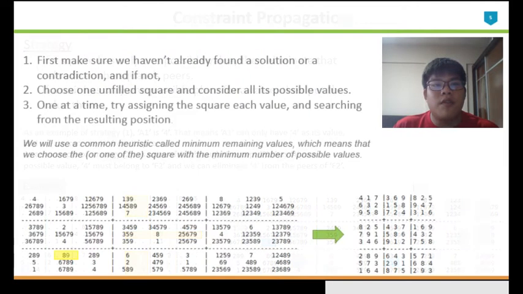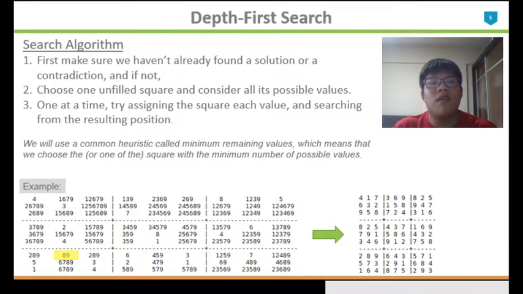So the depth first search algorithm recursively considers all possibilities. Here's how it works. First, make sure you haven't already found a solution or a contradiction, and if not, choose one unfilled square and consider all its possible values. One at a time, try assigning each value and search from the resulting position.